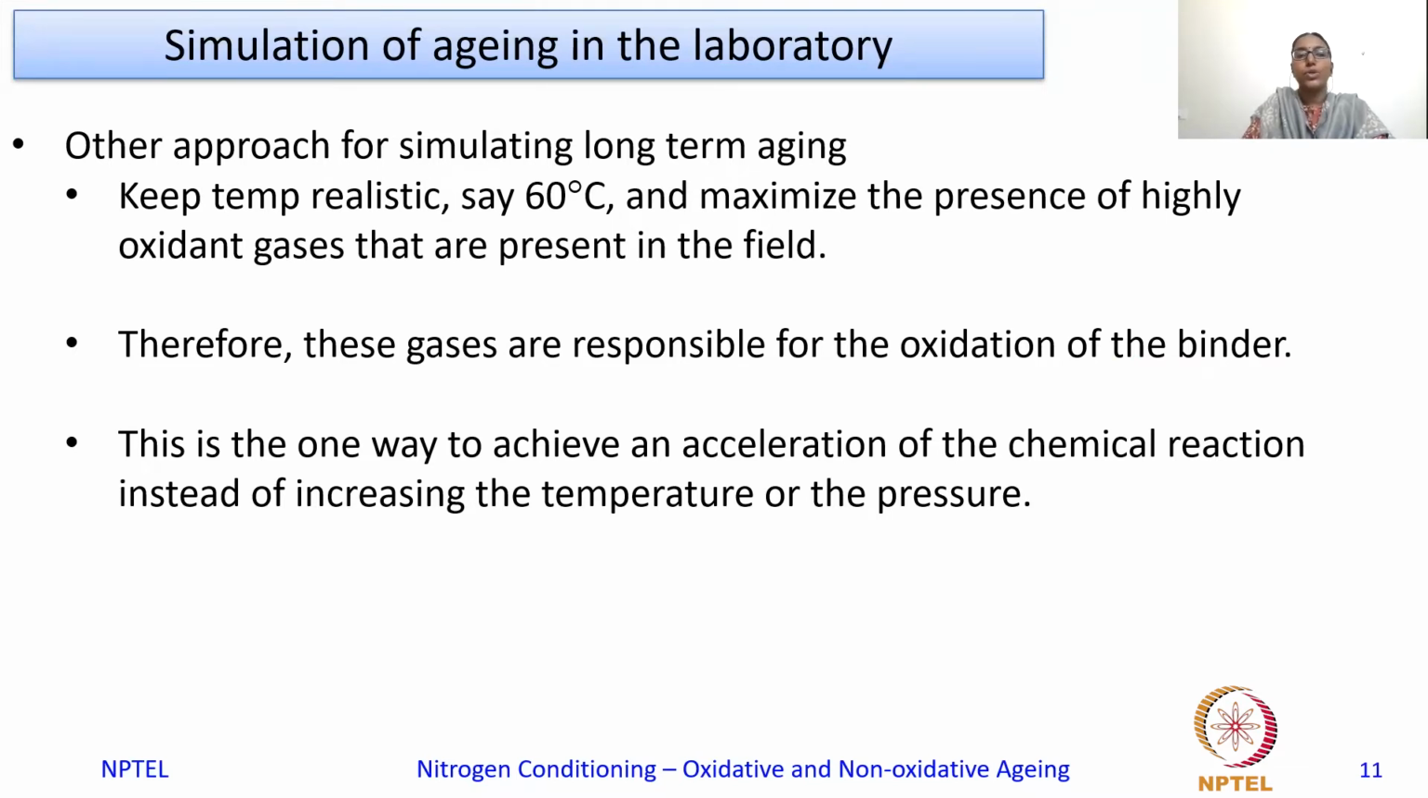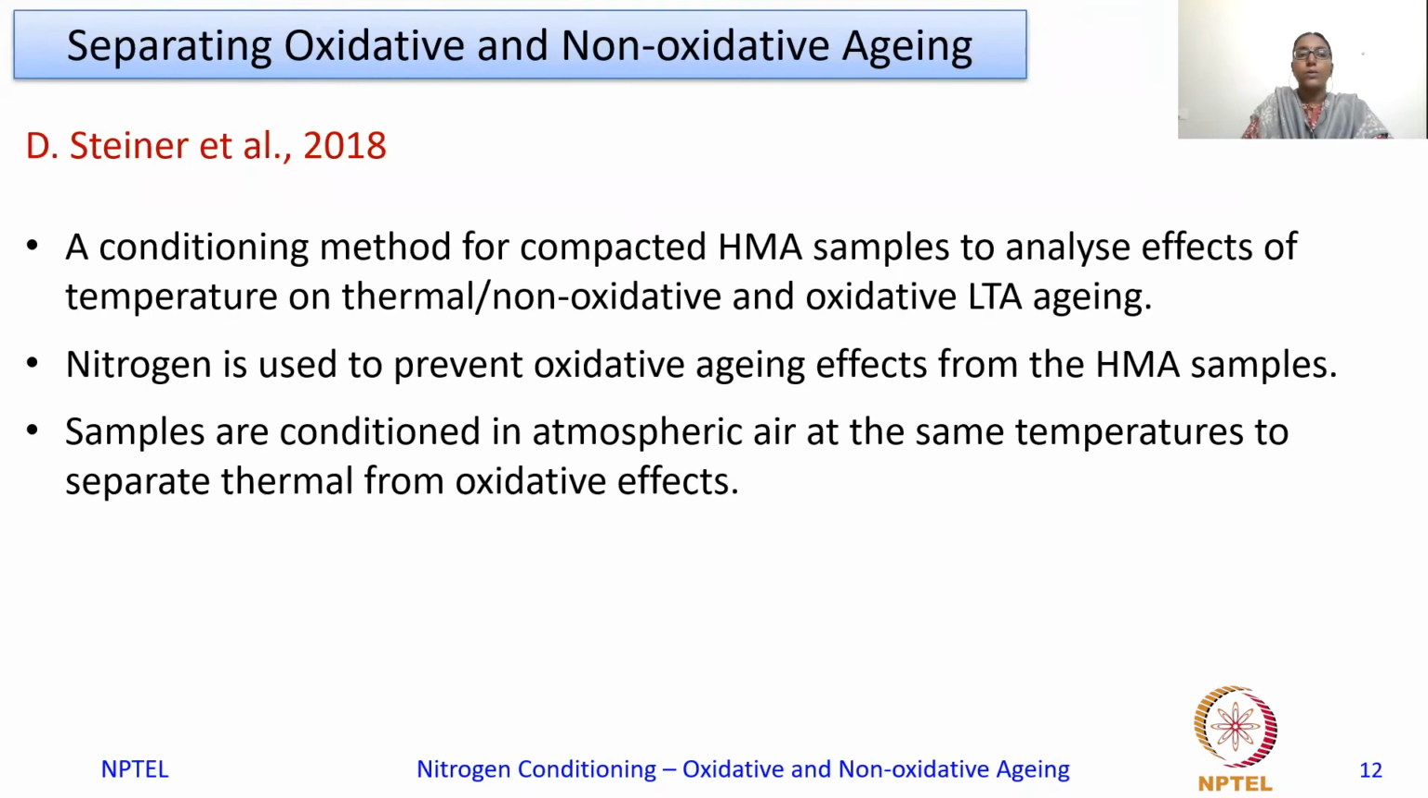One such approach is to keep the temperature in a realistic range, say 60 degrees Celsius, then maximize the presence of the oxidant gases in the atmosphere so that the aging will be affected by the gases which are available, whereas the temperature will not cause much of an effect. So, this is one way of achieving an acceleration of the chemical reaction instead of increasing the temperature beyond realistic values. Now, Steiner et al.